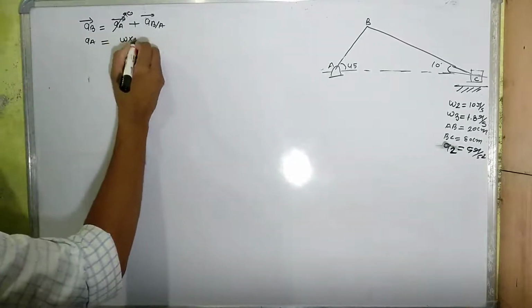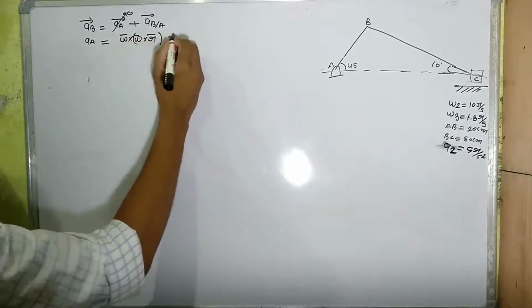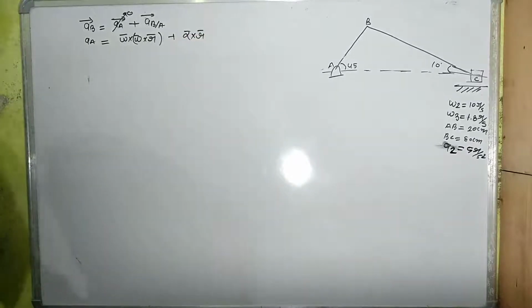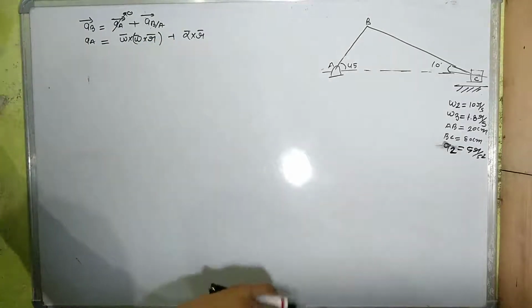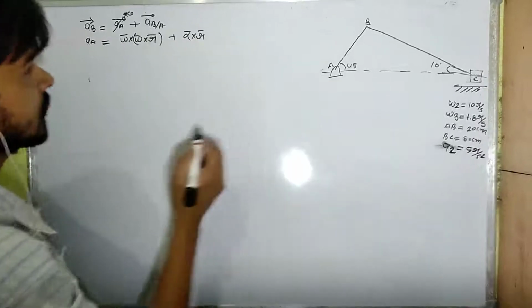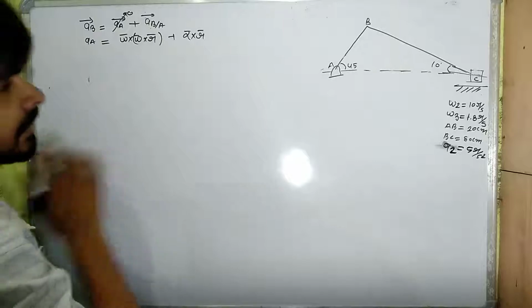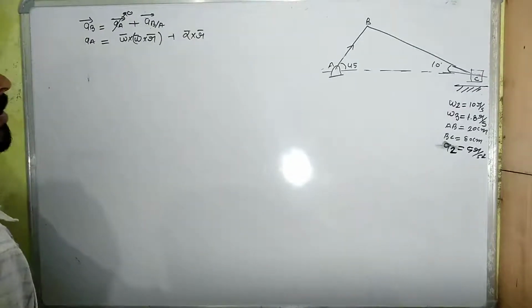omega cross r plus alpha cross r vector. And what will be the r vector? Look here, for the acceleration of B with respect to A, you have to fix A and locate B. As A here is already fixed, this will be the r vector direction.